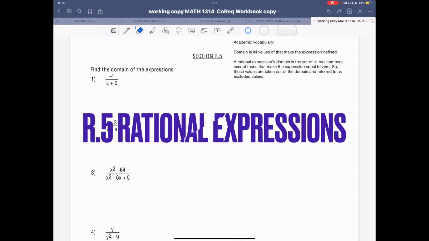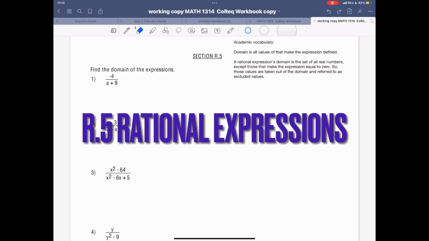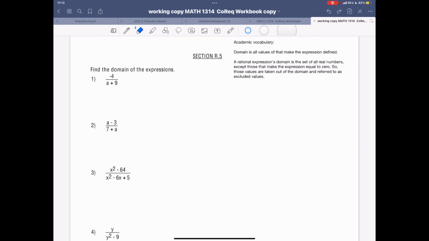Let's go ahead and look at R5, and we want to talk about the academic vocabulary. So first, we want to know what domain is. Domain is all values that make the expression defined, and that's going to be explained further as we go along in the year. Now, we want to talk about how that refers to a rational expression, which is what we're going to be working with today.